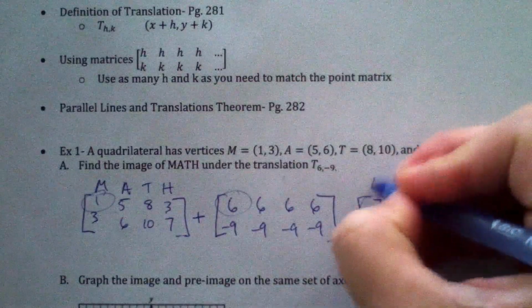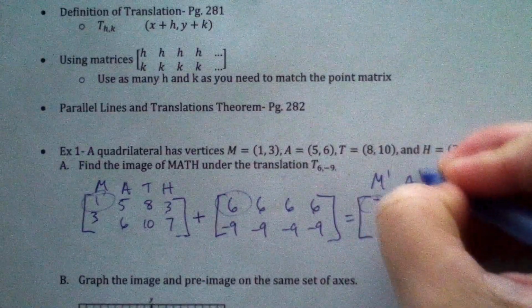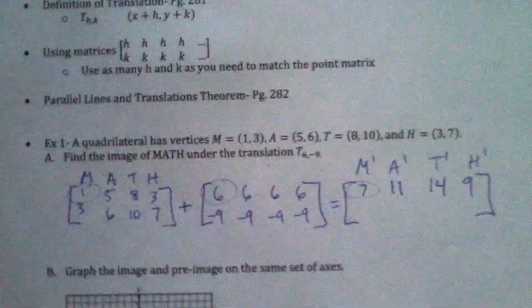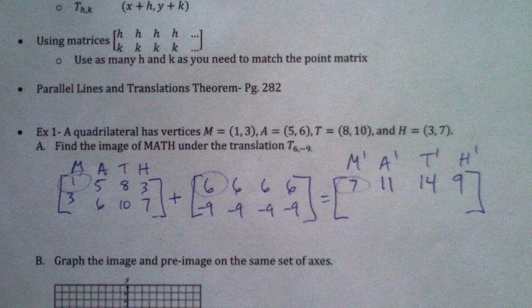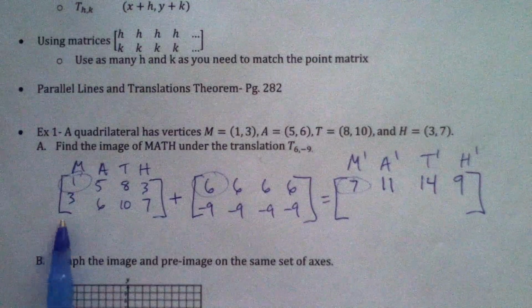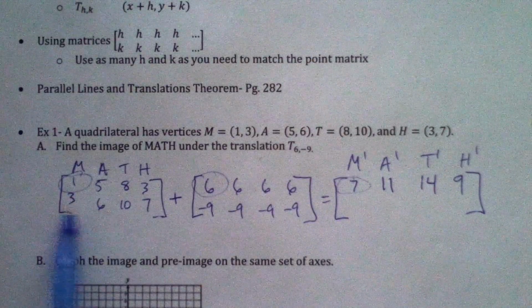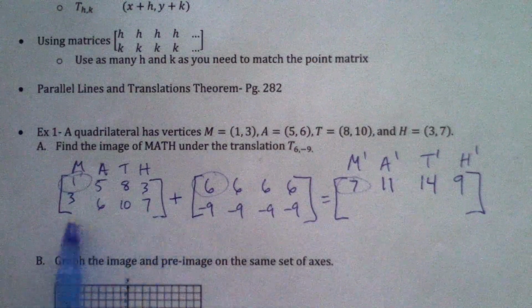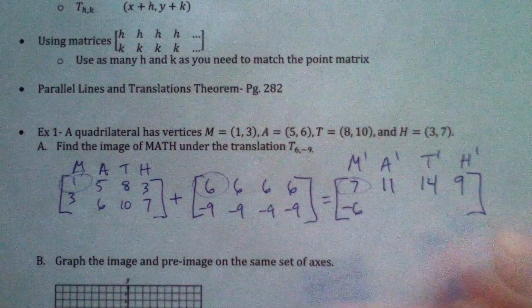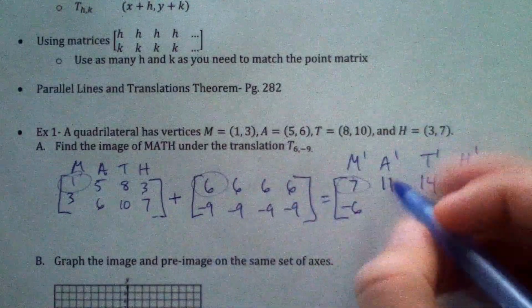And then you just do the same thing with your bottom row there. So again, they're just going to match up with their same position when we add. So you just take the 3 plus -9, which would be -6. 6 plus -9 would be -3. 10 plus -9 would be 1. And then 7 plus -9 would be -2. And then that would just be your new shape.